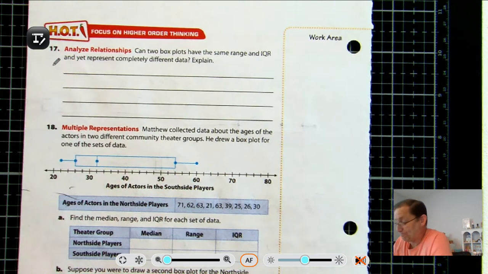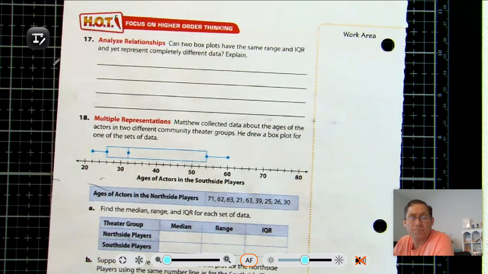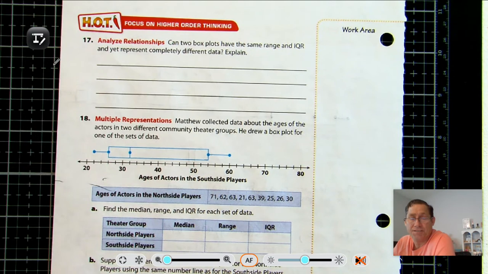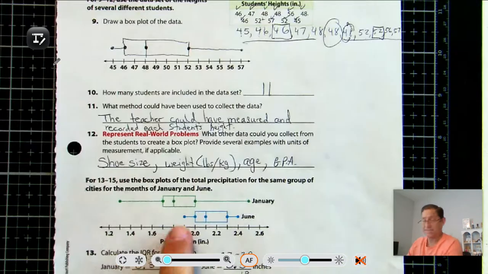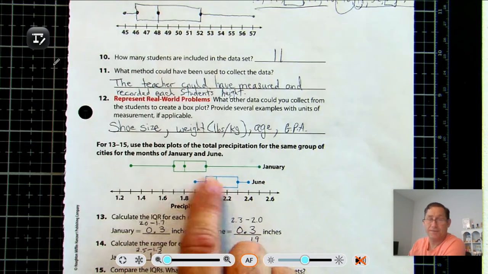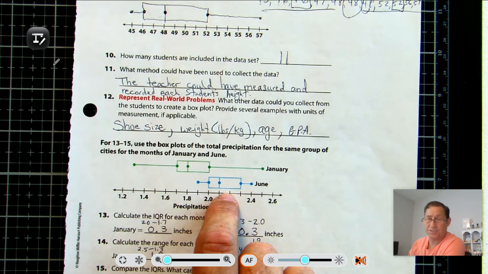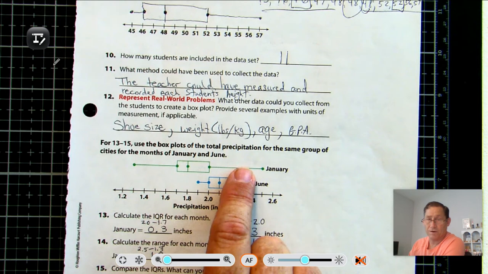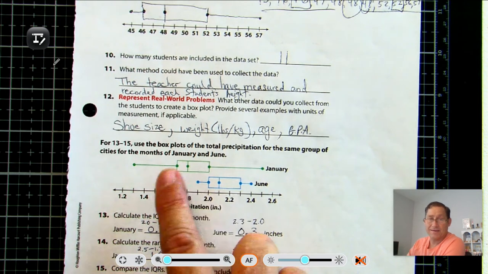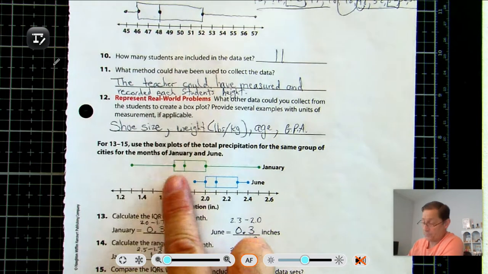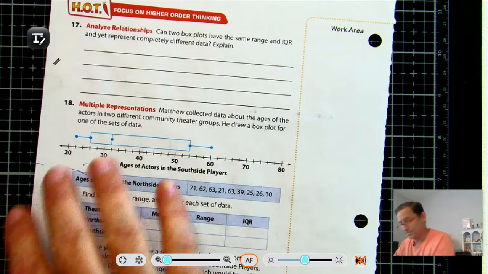All right, 17. Can two box plots have the same range and IQR and yet represent completely different data? Explain. Well, let's just look at this. These two had the same IQRs, right? But their numbers were different. Could we still have the same difference of ranges? Sure. What happens if the high and the low are actually the same? It could be. So yes.